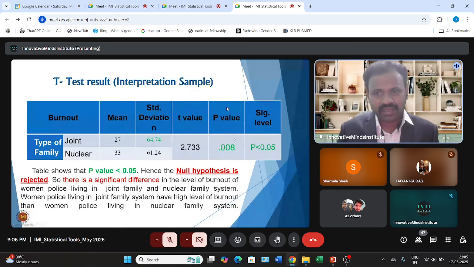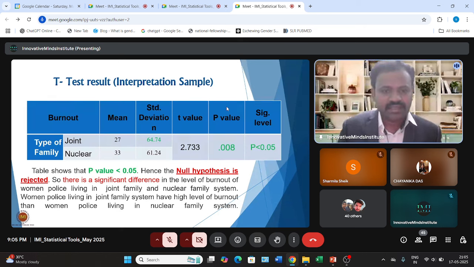Simply, you need to observe the p-value. Compare that p-value with 0.05, right? The p-value is 0.008. You can get it from SPSS. So you need to compare with 0.05. So p is less than 0.05. Hence, I reject the null hypothesis. Or if you don't want technical terms like null hypothesis, if it is less than 0.05, there is a relationship, there is a significant difference, there is an association. Like that, you can explain. Okay.